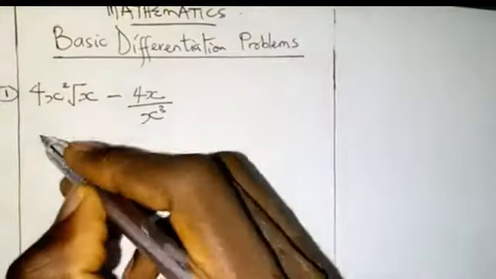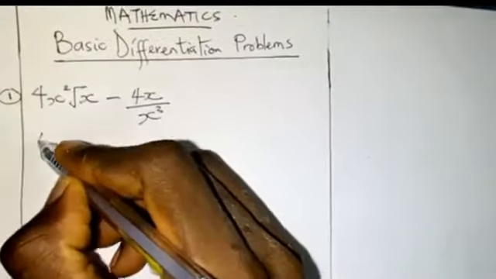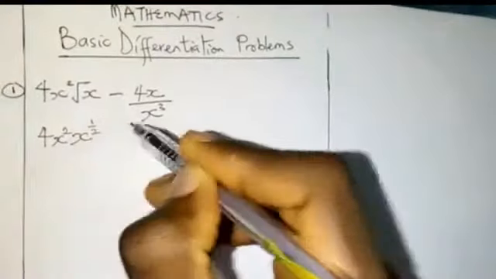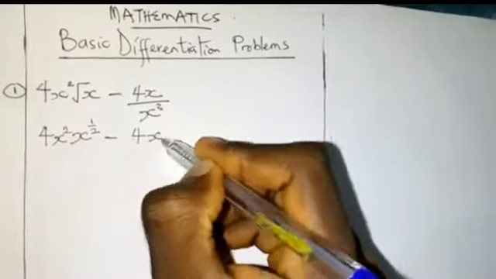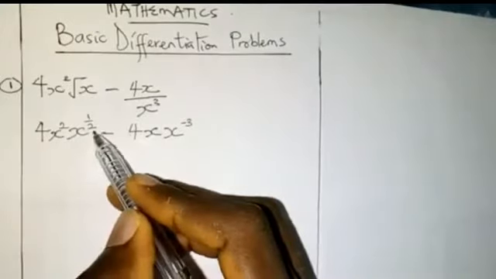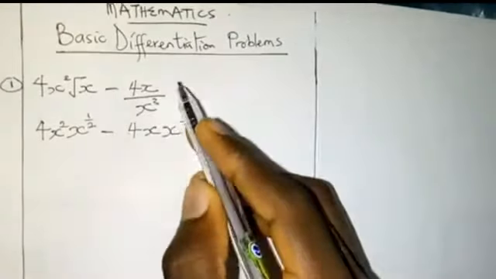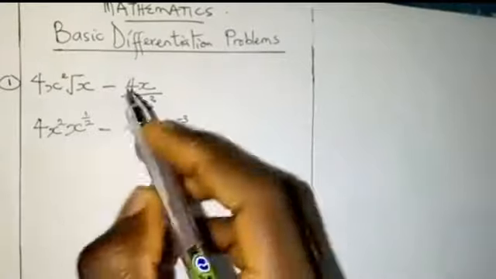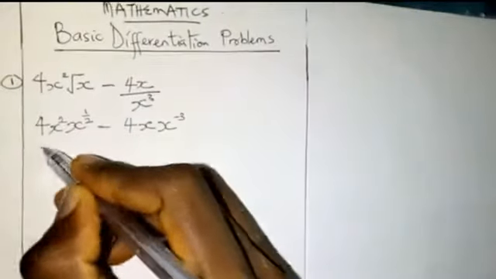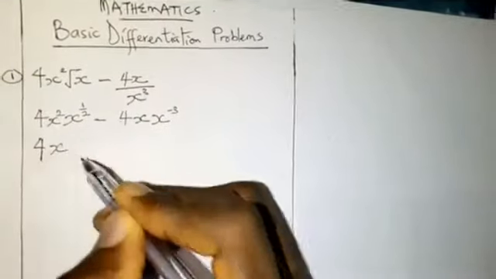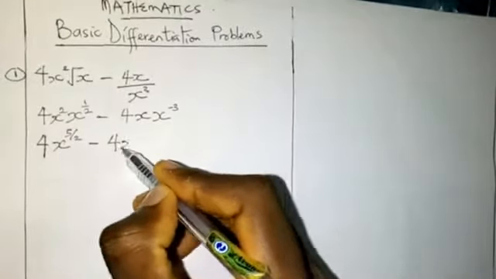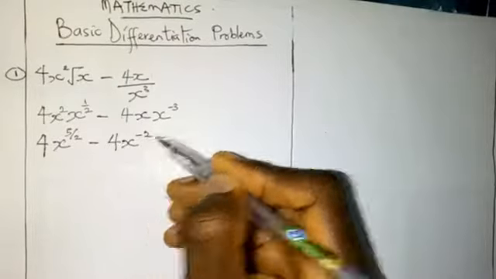We can rewrite this question in this way. 4x squared root x is the same thing as x raised to the power half, minus 4x over x cubed, which we can write as 4x times x raised to the power minus 3 according to law of indices. So we can combine that together, which gives us 4x raised to the power 5 over 2 minus 4x raised to the power minus 2.